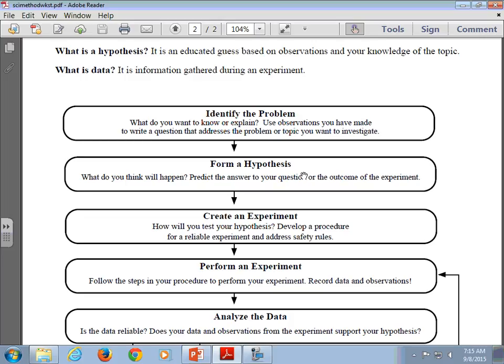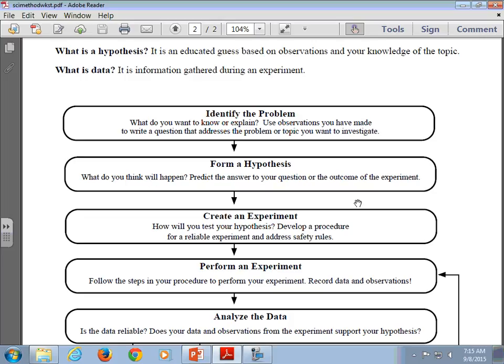Number two would be to form a hypothesis. But remember, between this step, identifying the problem, and forming the hypothesis, we need to get some background research because we need to predict what will happen. Predict the answer to the question or the outcome of the experiment.